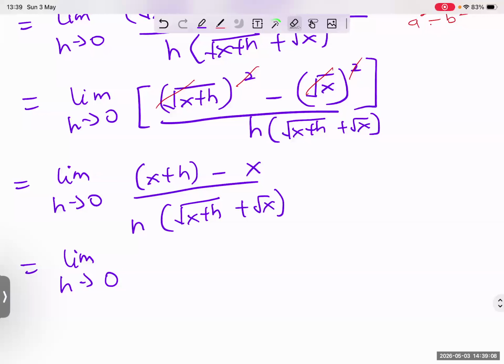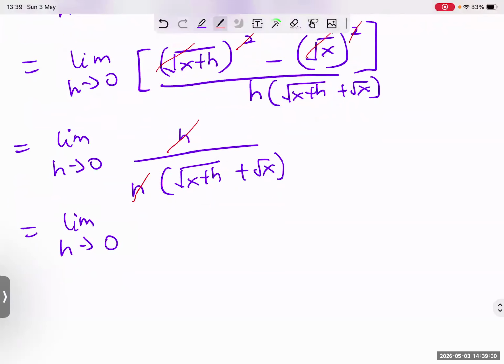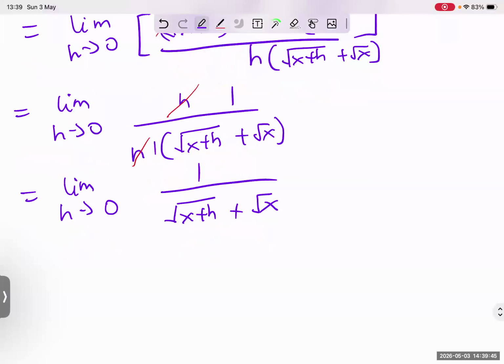If we open the brackets here, we have x plus h minus x. You notice that I have positive x and I have negative x. They will get rid of each other. So what I'm left with at the top is just the h. However, I have h at the top, I have h at the bottom, and so they cancel each other. And what I have left here is 1, and what I have left here is also 1. So the expression simplifies to 1 divided by square root of x plus h plus square root of x.